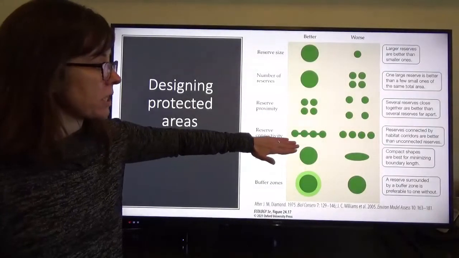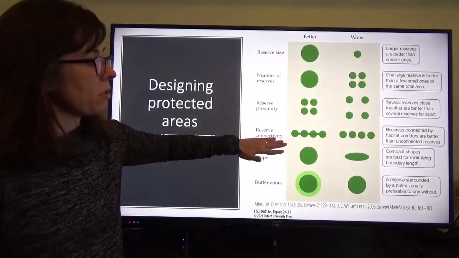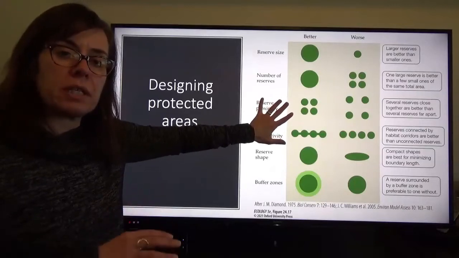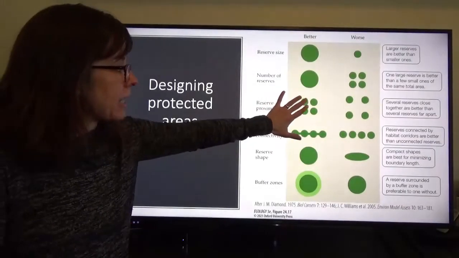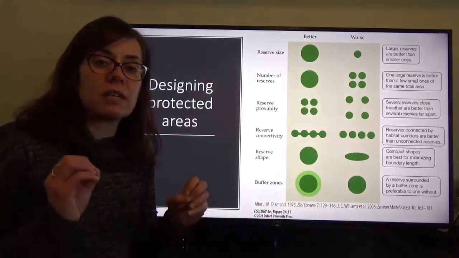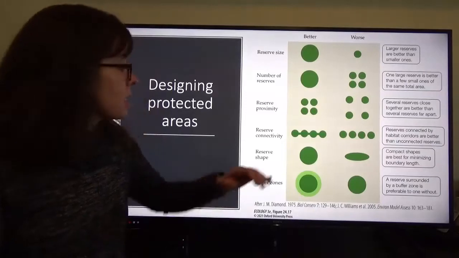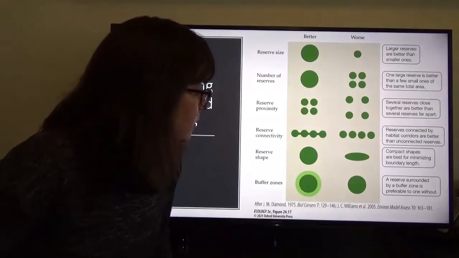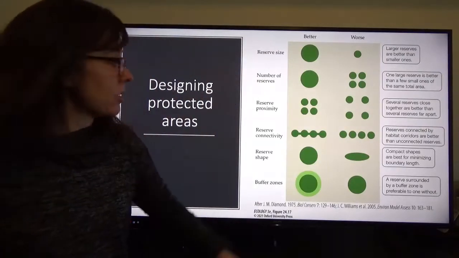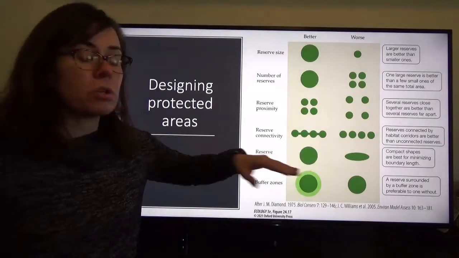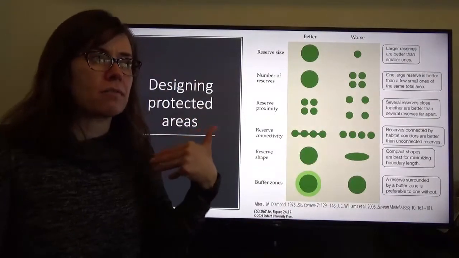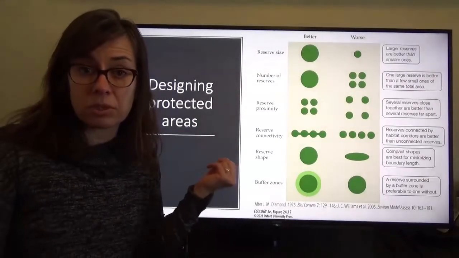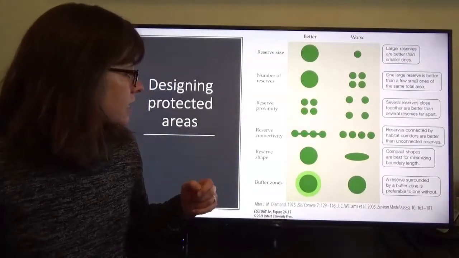Okay, so reserve connectivity, reserves connected by corridors are better than unconnected reserves. Both of these relate to that flow of biota between patches. And so by having patches closer together, the risk of moving between one patch and the next is reduced. By having patches connected, that even further reduces the risk. Now, obviously, when you have patches closer together, or patches that are totally connected, there's certainly the increased potential of disease transmission, et cetera. Some of those things that we talked about in the context of the previous slide.